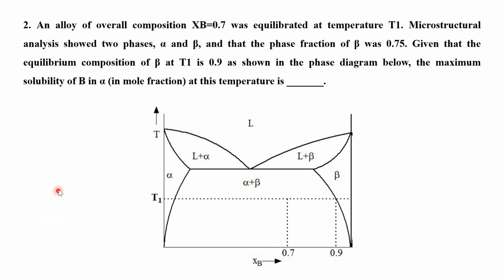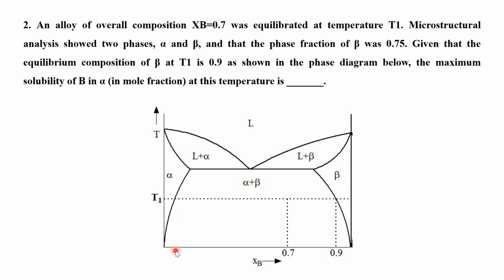So it's a basic phase diagram related lever rule, tie line problem. Here it is given that the alloy was equilibrated at temperature T1. Therefore, we can say that the composition of beta at 0.9, the alloy composition of 0.7, and the alpha will be at the same temperature. So they are asking us to find out the composition of alpha at this point.